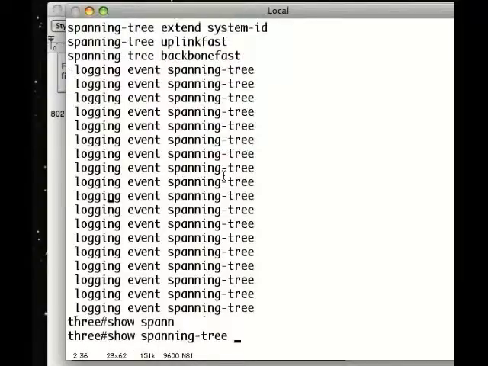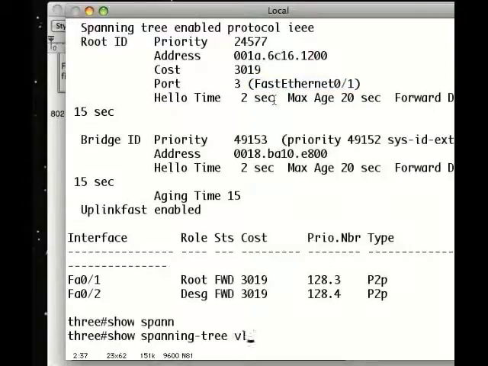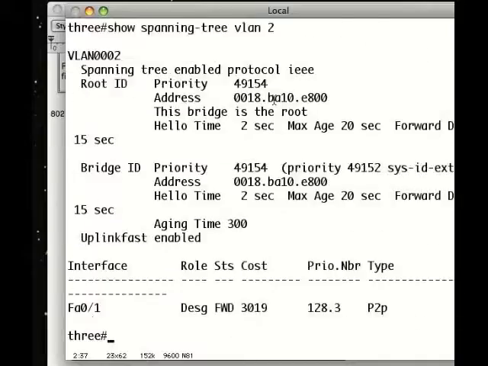Show spanning tree VLAN 1. And you can see that the root is out port 3, which is fast Ethernet 0/1. Show spanning tree VLAN 2. This bridge is the root. And that's because I only configured VLAN 2 on switch 3.